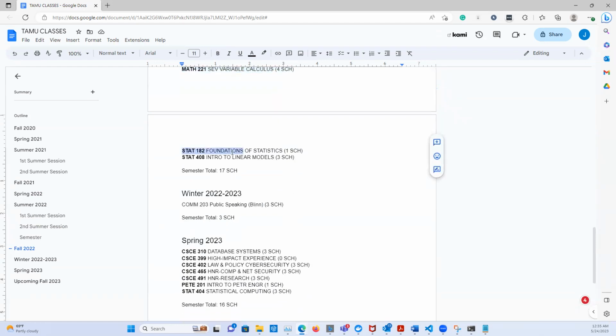Next is Stat 182, the Foundations of Statistics class. And so here, it's basically like the computer science seminar class. You basically have people come in each week. You do have to write a short essay, and then there are also 2 long essays you have to do, but they're not that bad, especially if you start early. And so as long as you make sure to do the assignments and turn them in, it's a very easy class.